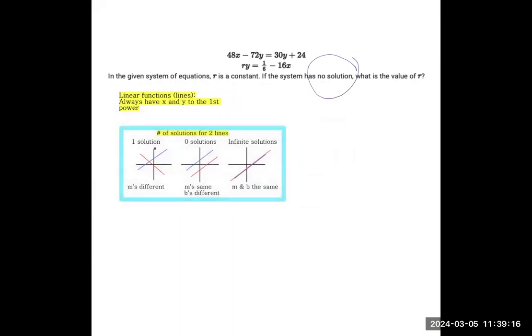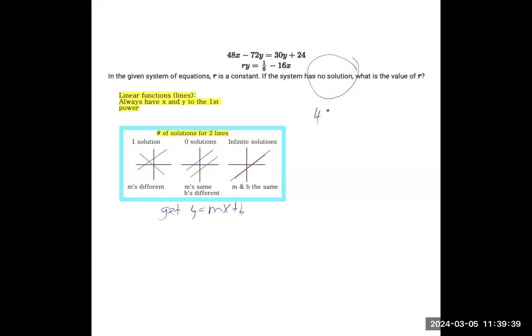They can hit once, they can have one solution if the slopes are different. They can have no solutions. They can be parallel if the slopes are the same and the y-intercepts are different. And they can have infinite solutions. They're always hitting an infinite number of times. And that's if the lines are the same lines. They have the same slopes and the same y-intercepts. So all of this is contingent on getting it in the y equals mx plus b format.